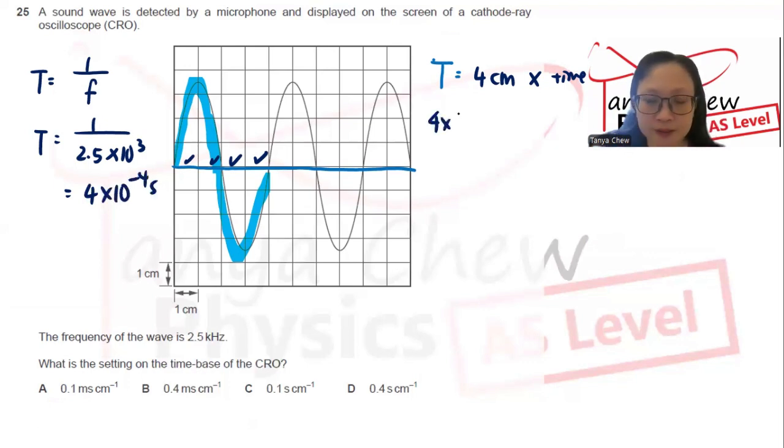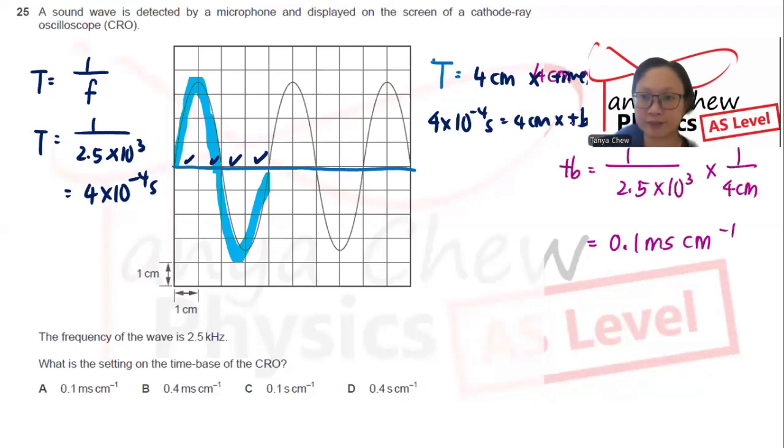So 4 times 10 to the power negative 4 second is equal to 4 cm times time base. I put TB as time base. So the time base would be 0.1 millisecond per cm. So A is the answer.